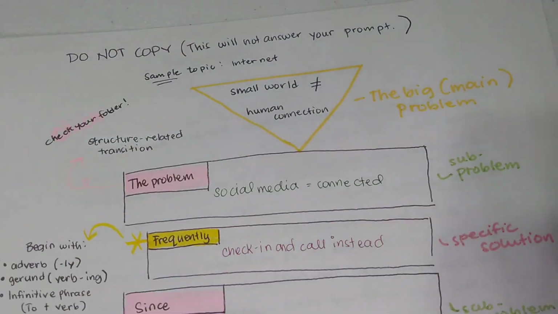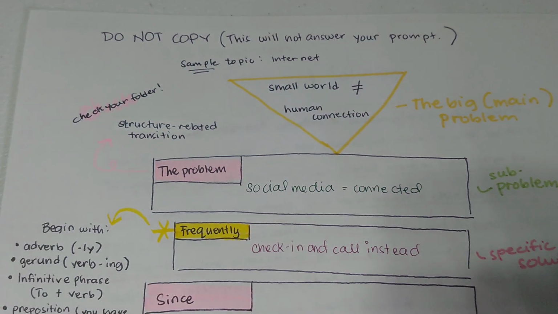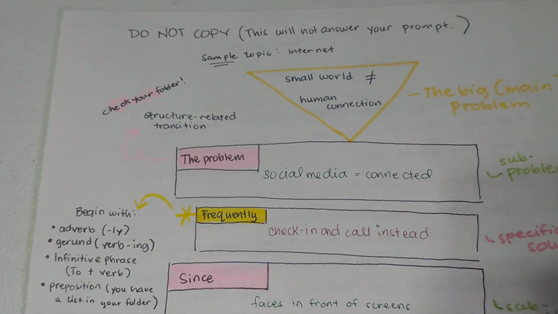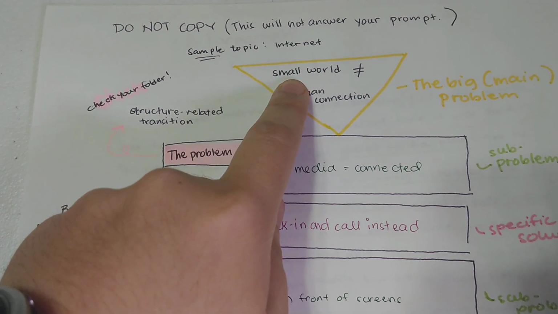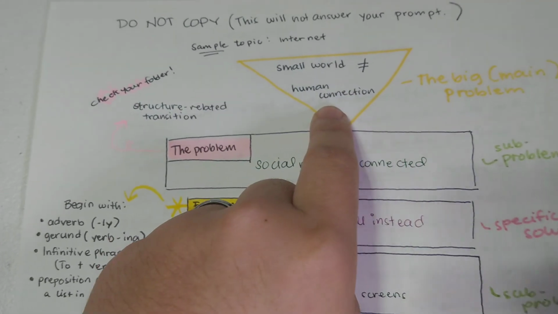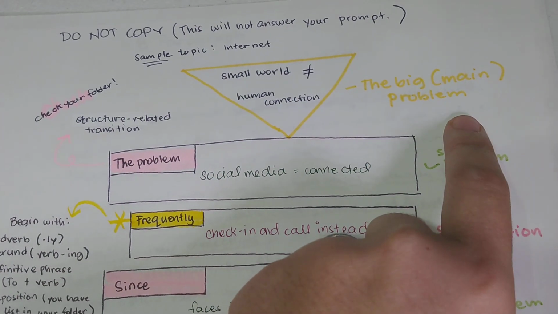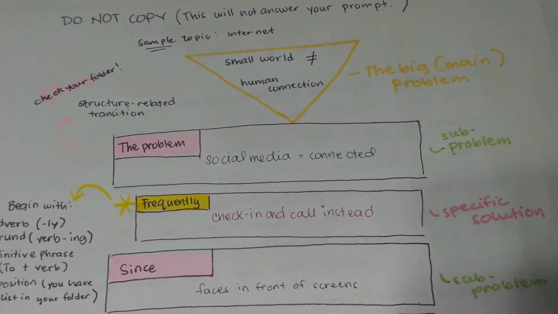So, my topic is the internet. So, what is the problem with the internet? And I wanted to talk about how the internet makes the world small, but that does not equal human connection. So, the big problem should be what you're going to put in your topic sentence.